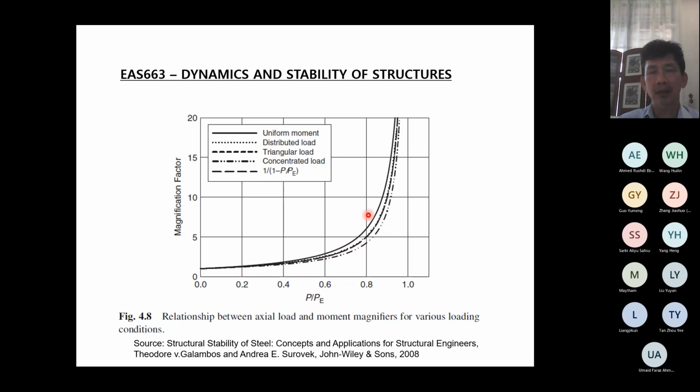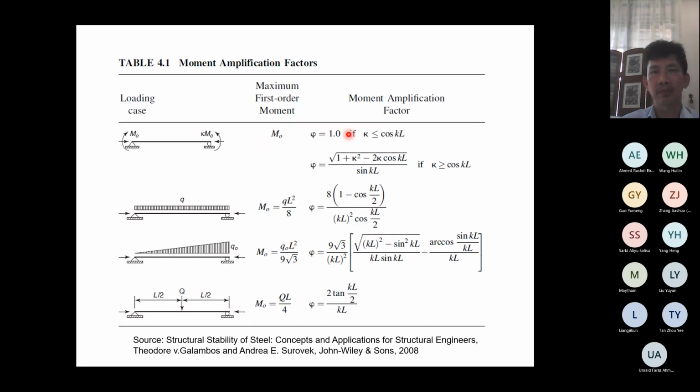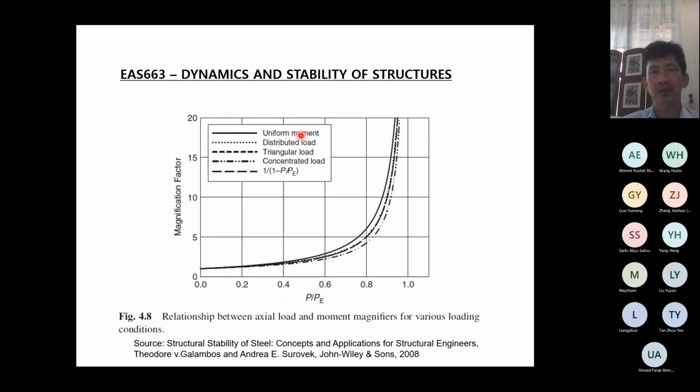Then we can see that they are very close to each other. And actually, if you plot this equation or this equation, depending on the kappa value, for different P over PE, we get different curves, of course. The solid line is for uniform load. This dot is for distributed load, somewhere here, already hidden or superimposed by another line. And this other dashed line is the triangular load. And the concentrated load is somewhere here. Then on top of that, the simple 1 over 1 minus P over PE is this one, somewhere here.